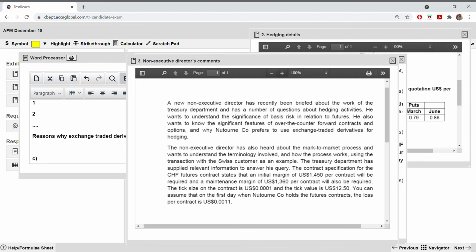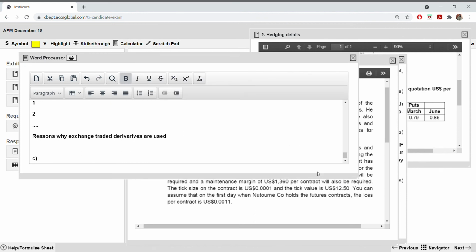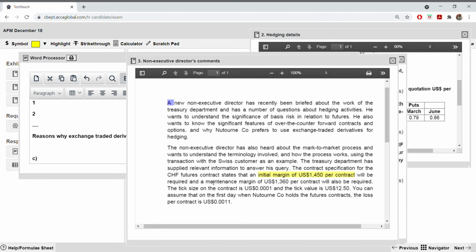The non-executive director has heard about the mark-to-market process and wants to understand the terminology involved and how the process works, using the transaction with the Swiss customer as an example. The Treasury Department has supplied relevant information to answer his query. The contract specification for the Swiss franc future contract states that an initial margin, I'm going to highlight this, is required. Next, maintenance margin.